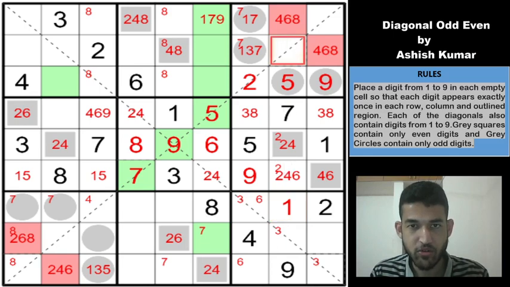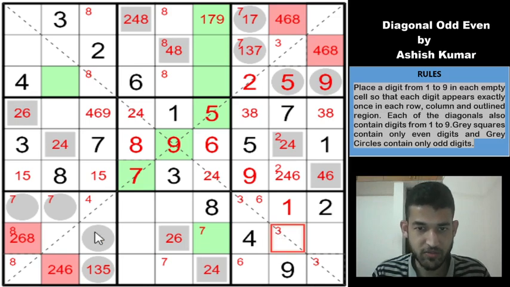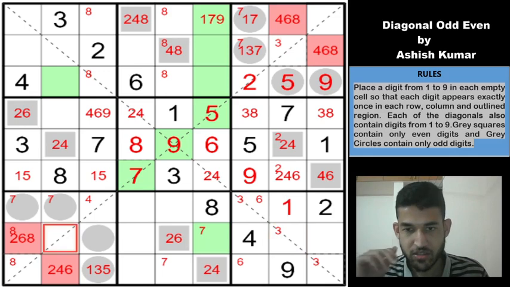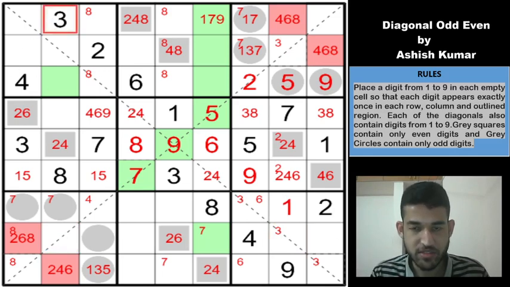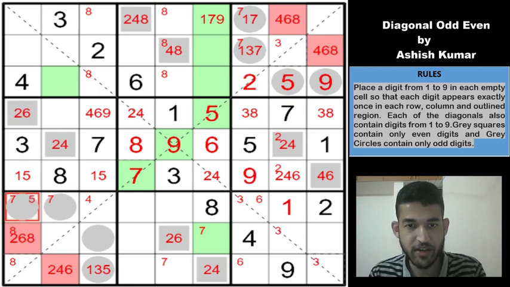So 3 has only two options in column 8, either row 2 column 8 or row 8 column 8. So which means that this cell cannot be a 3 because it is seeing both of these cells. That is already eliminated because of this. So 1 and 3, so which means this cell is 579. This would be 579.